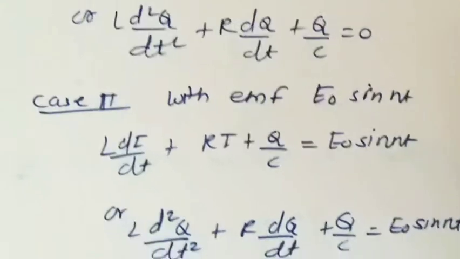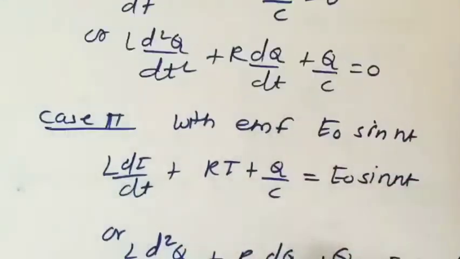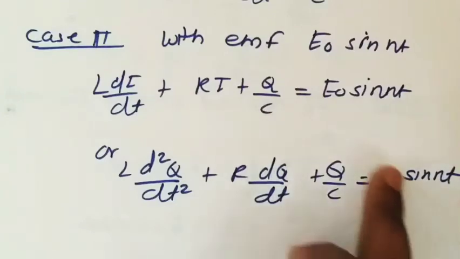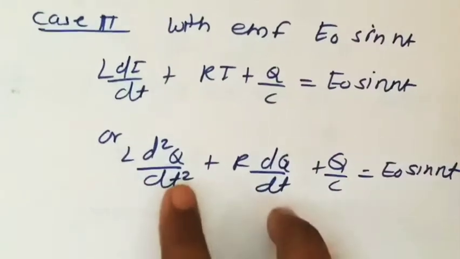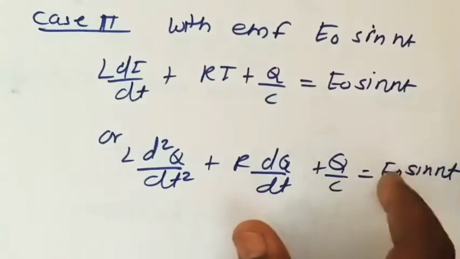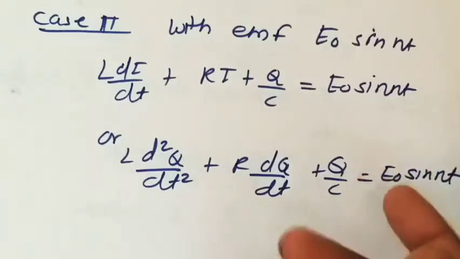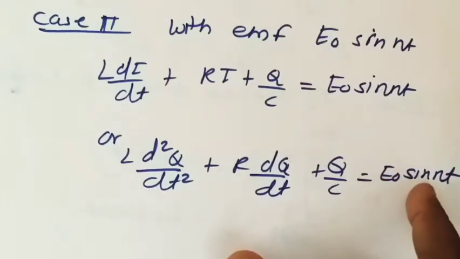And the last case, if we have an external EMF E0 sine nt, just change the right hand side to E0 sine nt instead of 0. So this will be the differential equation that we are going to use in most of the problems. Here I have considered this external EMF as E0 sine nt. In examples, they may give you a different EMF.